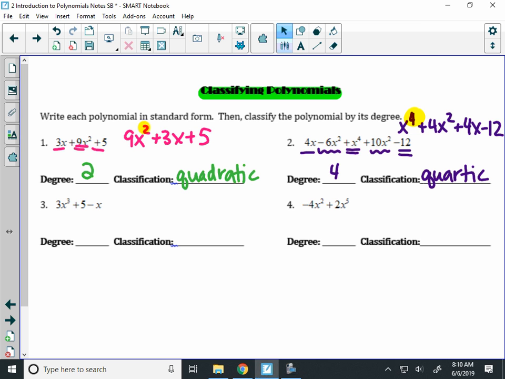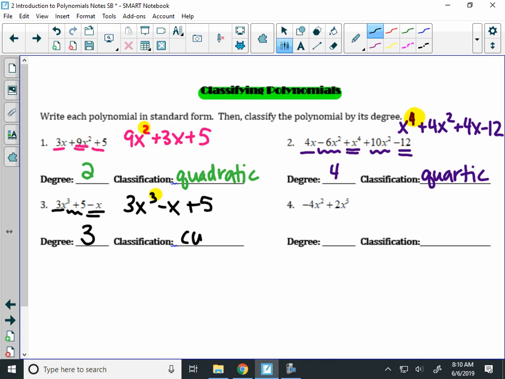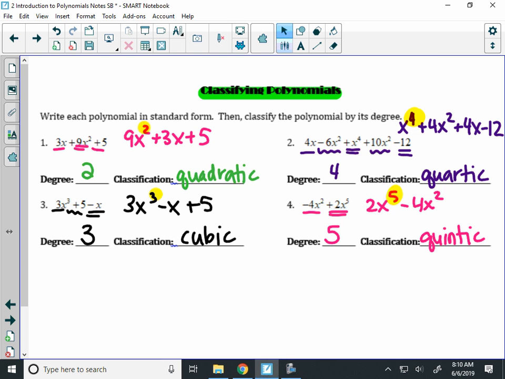The next polynomial here, highest exponent is 3, so 3x cubed, minus x, and then plus 5 on the end. Degree here, the highest exponent is 3, so we call that a cubic polynomial. All right, last one. 2x to the 5th is the highest exponent, and then I have a minus 4x squared. The degree is 5, and we call polynomials of degree 5 quintic. Quint means 5.